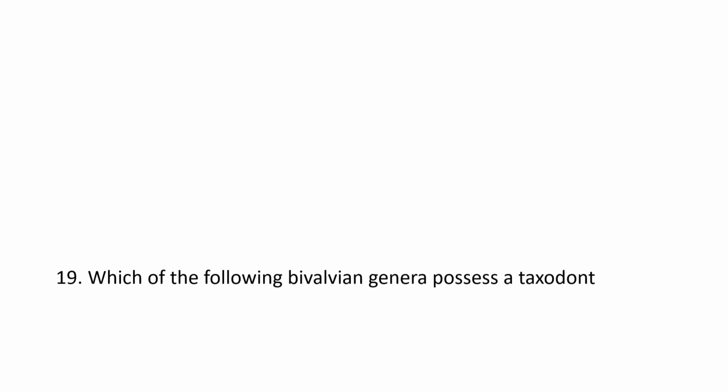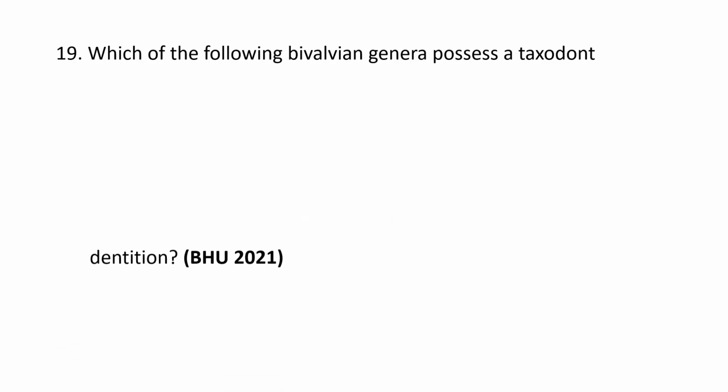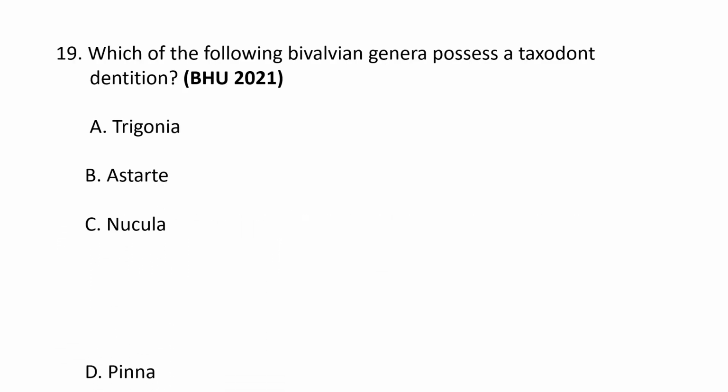Next question. Which one of the following bivalvian genera possess a taxodon dentition? A. Trigonia. B. Astrate. C. Nucula. D. Pinna. The correct option is C. Nucula. Nucula bivalves generally possess a taxodon dentition. Taxodon dentition is characterized by numerous small and relatively equal teeth that are arranged in a row along the hinge line. This type of dentition is considered as primitive among the bivalves.